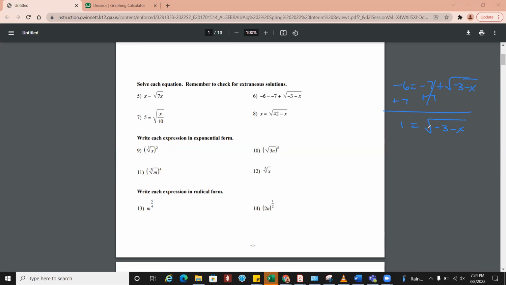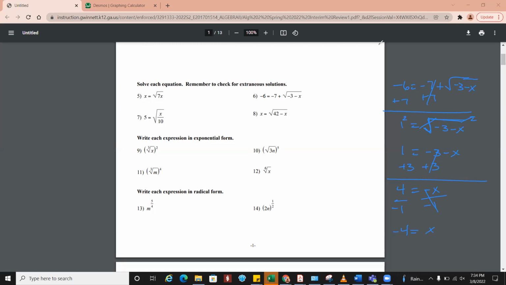Now I've got my radical isolated, but now I want to get rid of it so I can get x by itself. So I'm going to square both sides. 1 squared is 1. If I take the square root of something and I square it, that just cancels that out. So I'll get -3 minus x. I still want x by itself. So I'm going to add 3 to both sides. So that's going to give me 4 equals -x. I'm going to divide both sides by -1. And so x is going to equal -4.